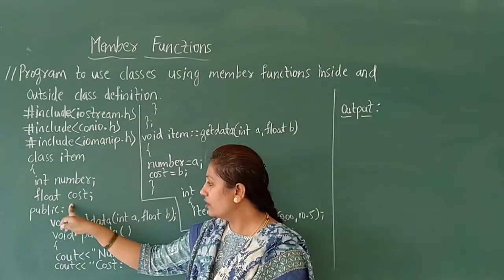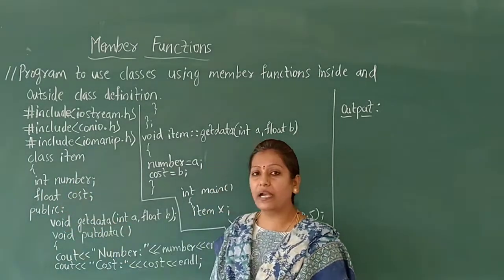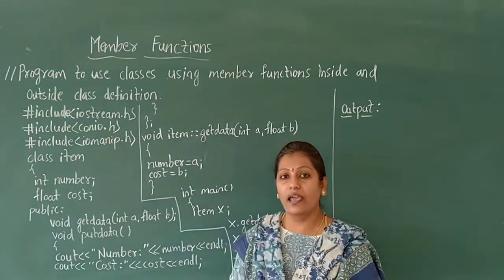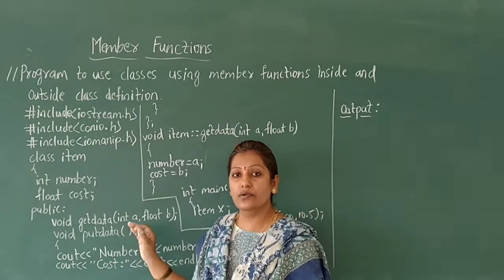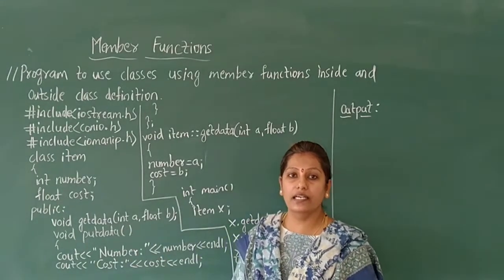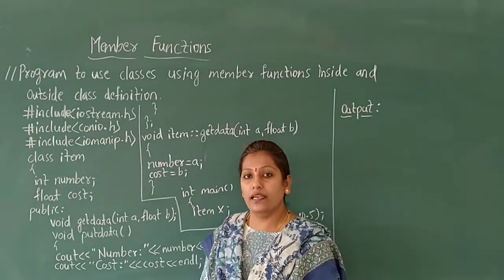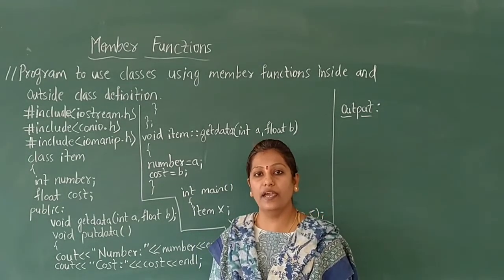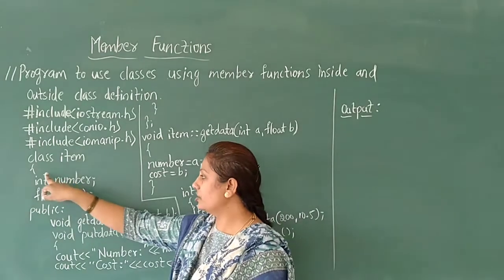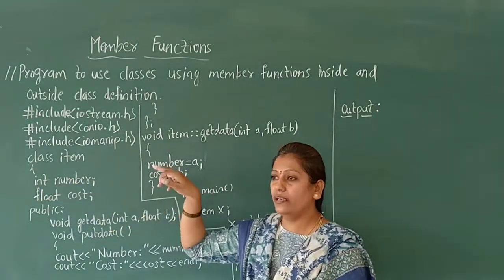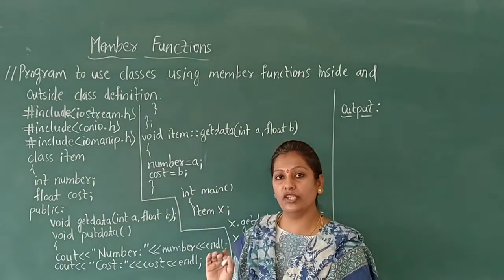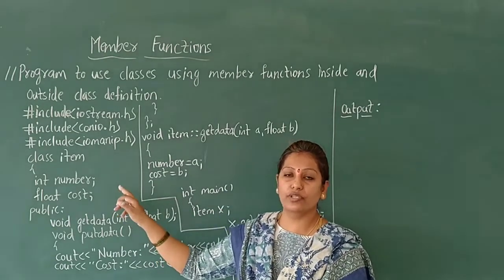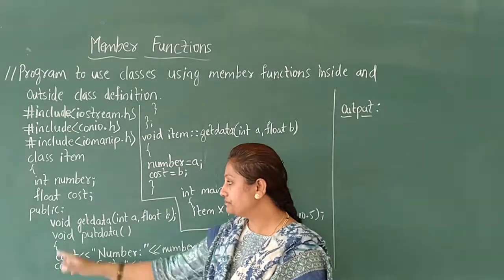And these two are privately accessed. This means these two data members, number and cost, are accessed within the class only, not outside the class, because they are declared under private access. Here we have not mentioned private, but when the access specifier is not mentioned, then by default it takes private access for the data members.